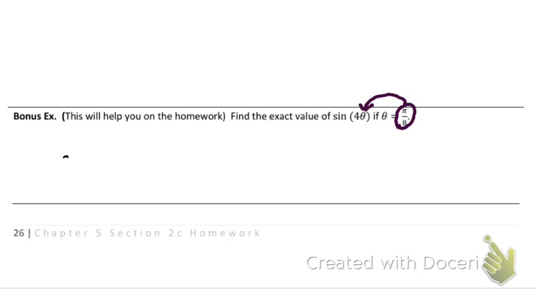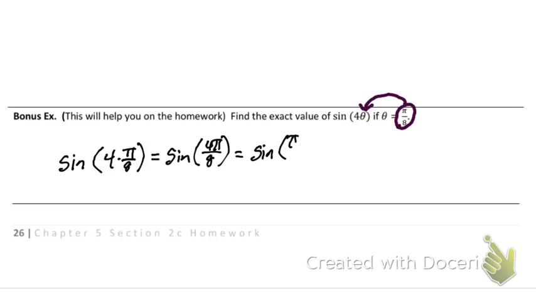We're just going to look something like this. So we have sine of 4 times theta. Well, theta equals pi over 8. So in place of theta, we're going to put pi over 8. Well, that's going to give me sine of 4 pi over 8. Well, that just is sine of pi over 2. Remember, pi over 2 is the one that's straight up and down. In other words, it's 90 degrees. And sine is going to be 1 there. So our exact answer is 1. The big step is to make sure you replace your theta with whatever they tell you to replace it with.